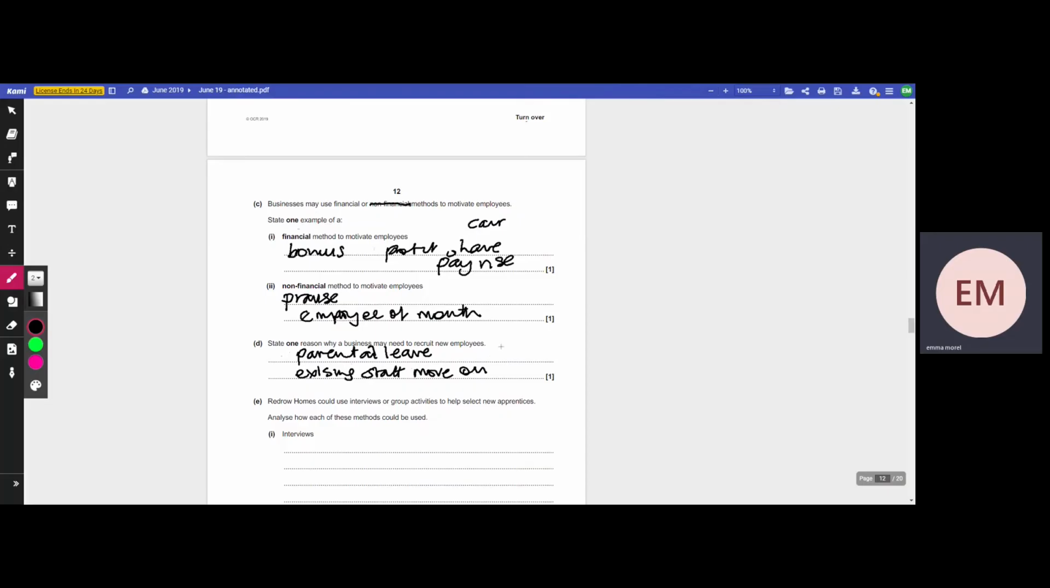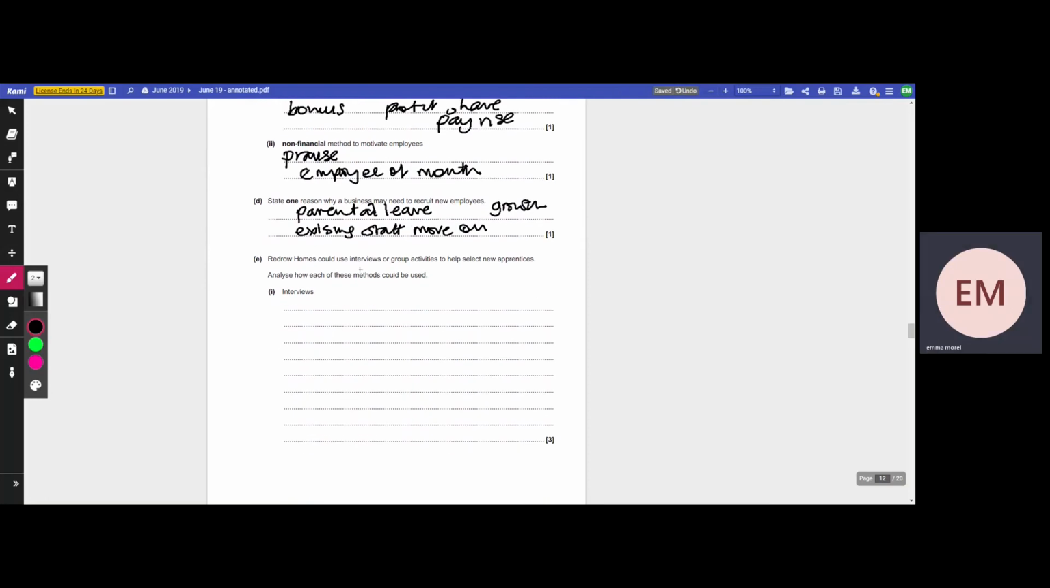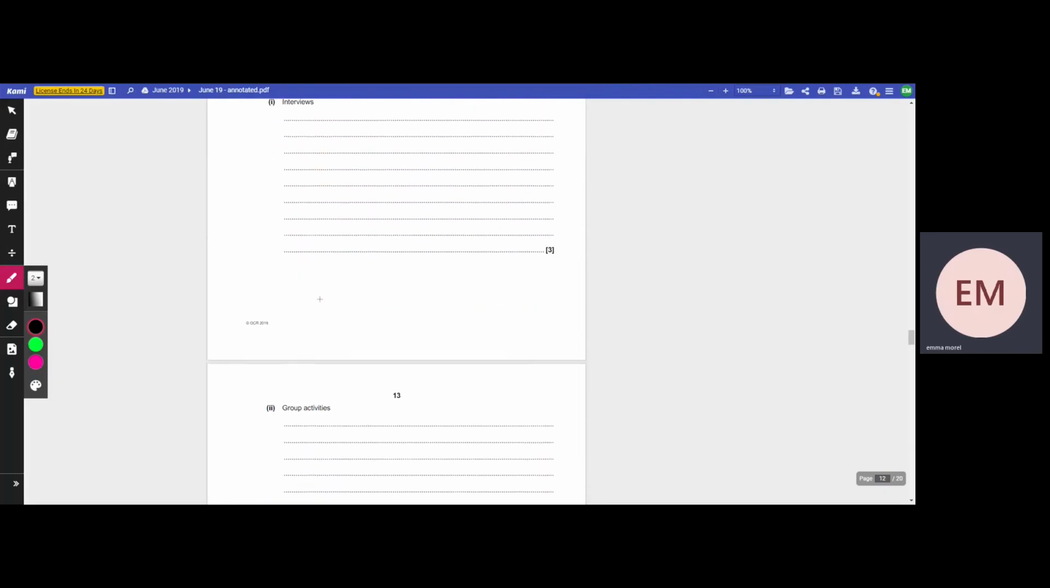We might have a period of growth, so we might also need more. So really easy 1 marker there. Now, next one. Redrow Homes could use interviews or group activities to help select new apprentices. Analyse how each of these methods could be used. We've got interviews and group activities.